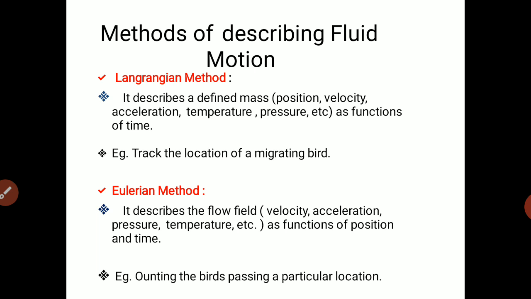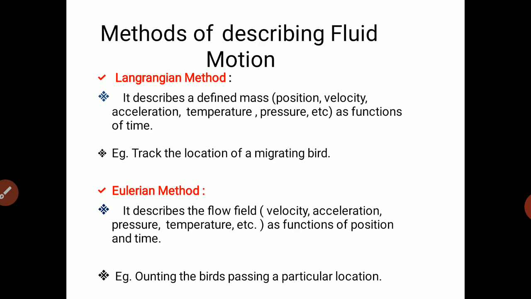First method is Lagrangian method and second method is Eulerian method. Okay, now what is the Lagrangian method and Eulerian method? So basically, in the first method, Lagrangian method, it describes the defined mass, that is position, velocity, acceleration, temperature, pressure, as a function of time. Okay, as a function of time. And in Eulerian method it describes the flow, that is velocity, acceleration, pressure, temperature, as a function of position and time. Okay, so these are the two methods.